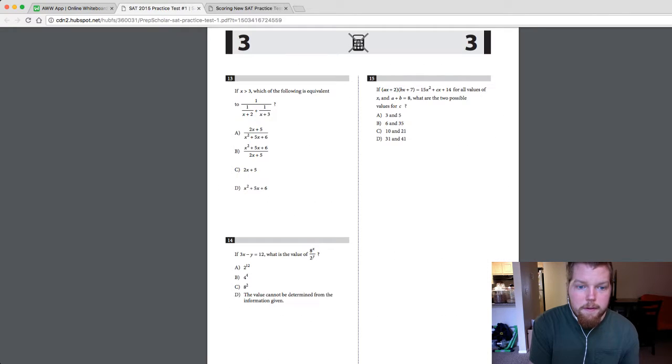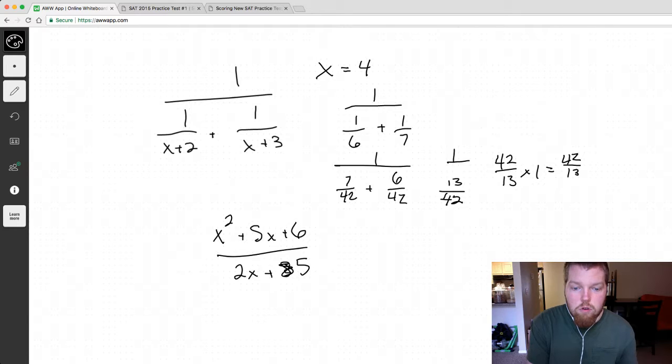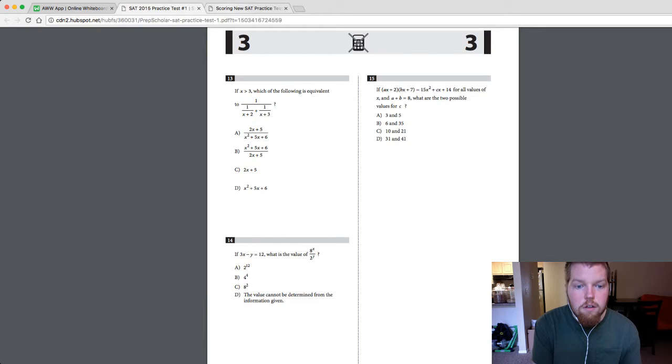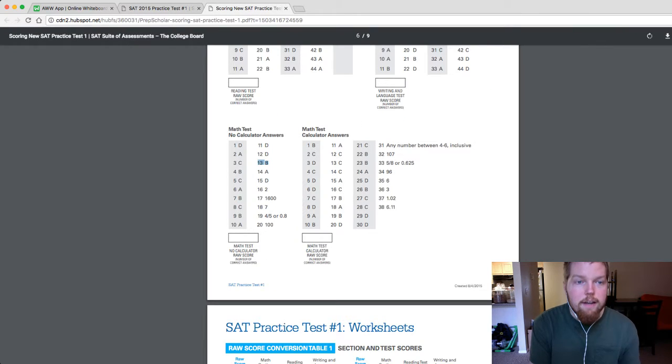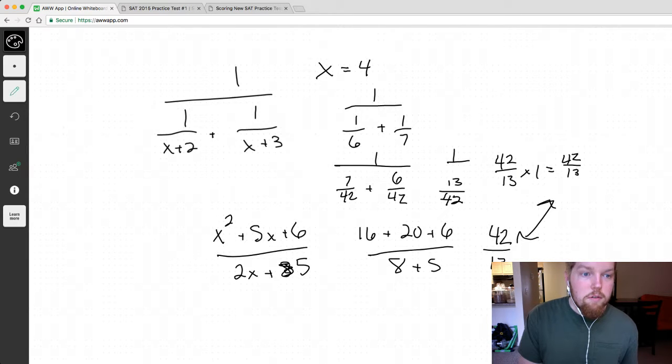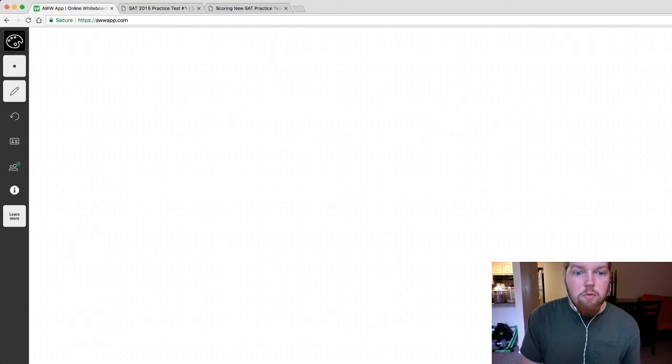Yes? Yes. So we'll plug in 4, we'll get 16 plus 20 plus 6 over 8 plus 5. 16 plus 20 is 36. Plus 6 is 42 over 13. And that's a match. So I would say B, final answer. And for 13, B is the answer. Excellent. We got it. Great. Okay, let's get our board cleared. Move on to the next question.